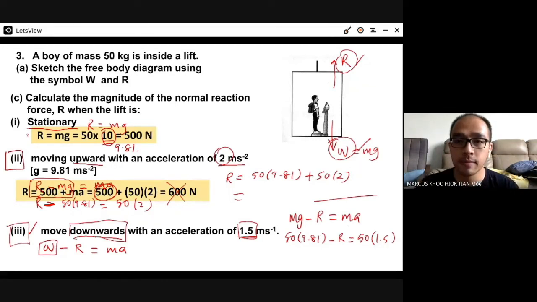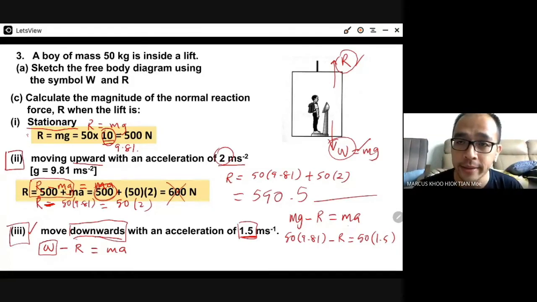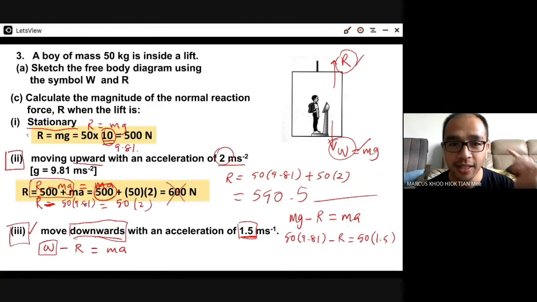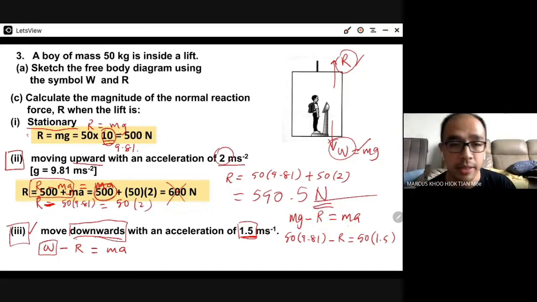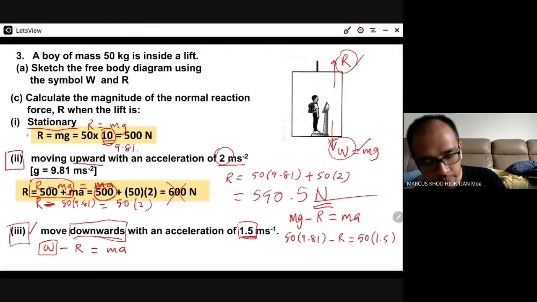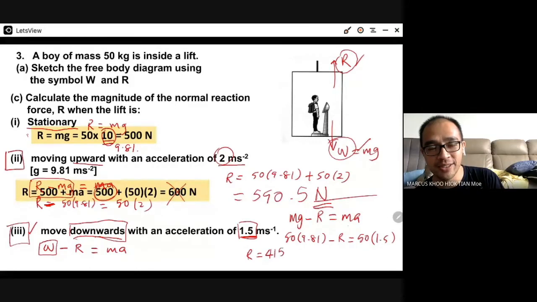Answer for number 2 is 590.5. Okay, 590.5 what? Ringgit? It's been a long time since I said this. Newton. Very good. Reaction force, all forces are in newtons. Tian, number 3. 415.5. Newton. Okay, very good.